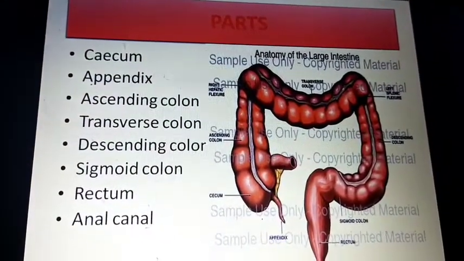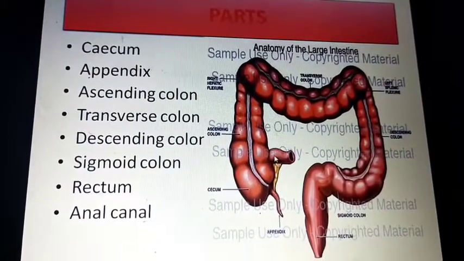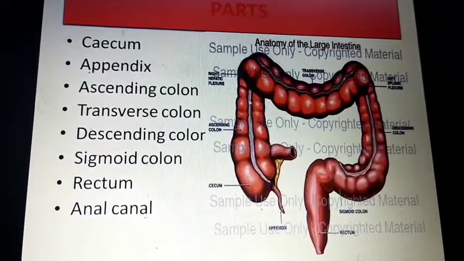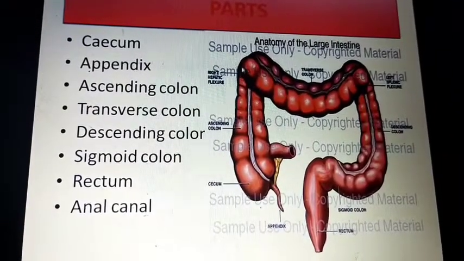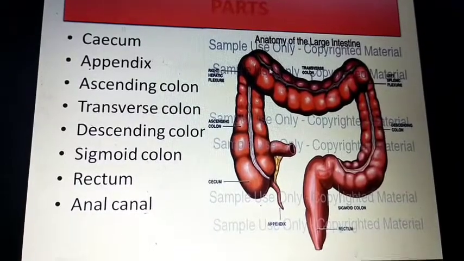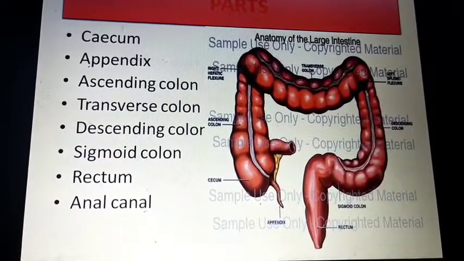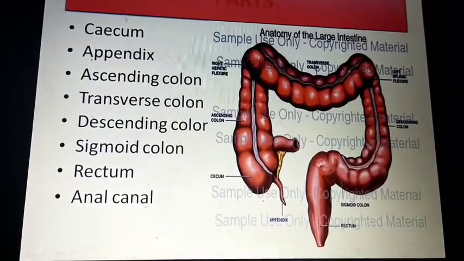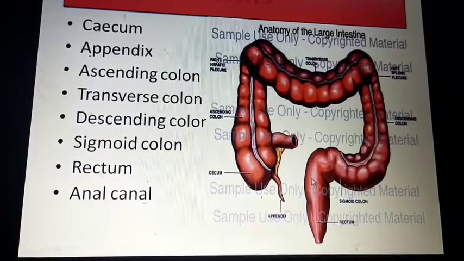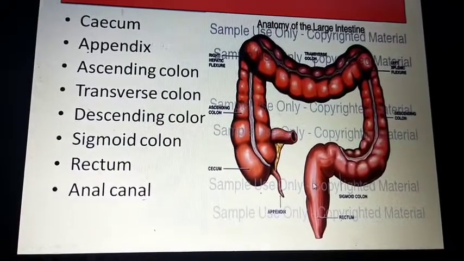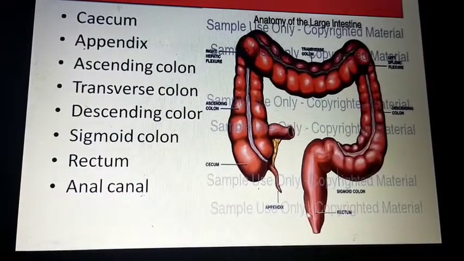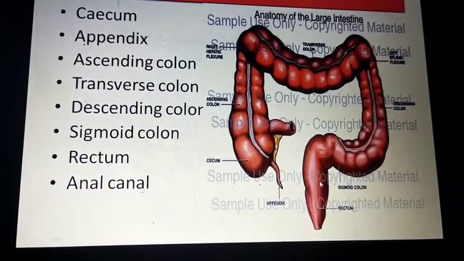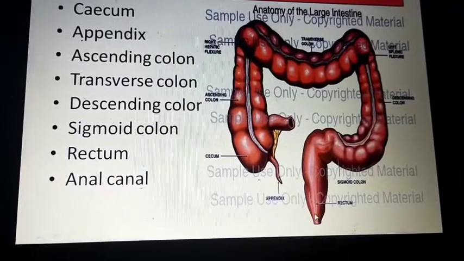The parts of the large intestine. This is the ileocecal junction. This is your cecum. This is the appendix. This is the ascending colon; it moves upwards, that is why it is called ascending. This is the transverse colon, which lies transversely. Then it descends, moving downwards, that is why it is called descending. The dilated part of the descending colon is the sigmoid colon. And this is the rectum. Rect means straight, so in short it is straight. Then the anal canal.